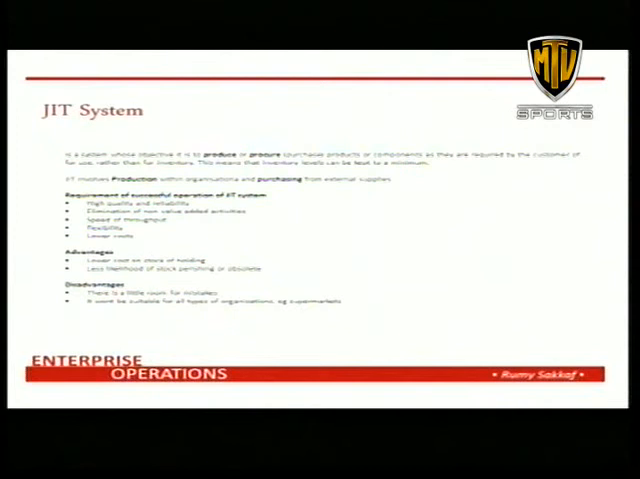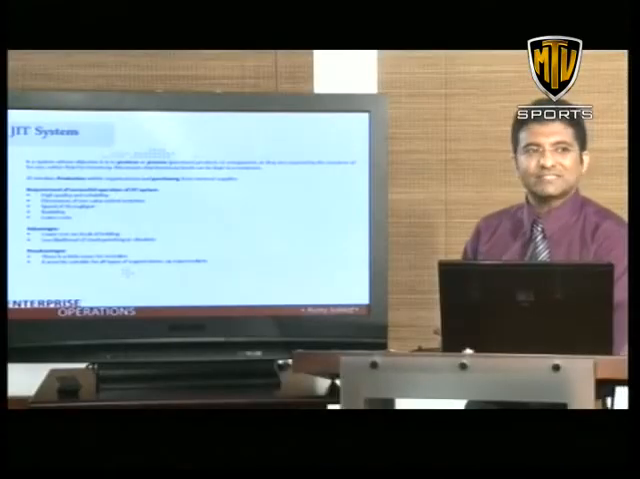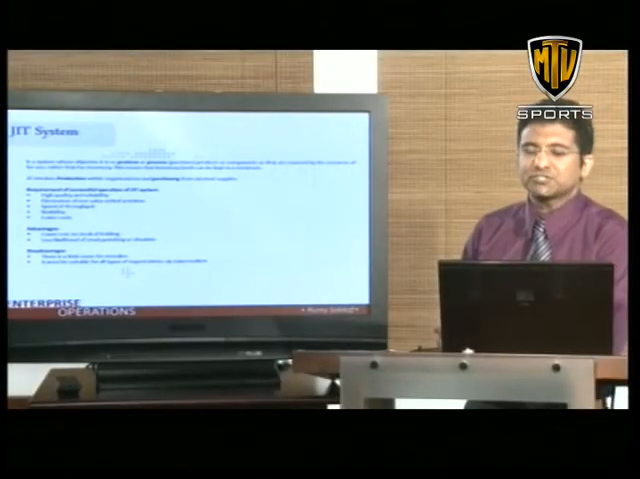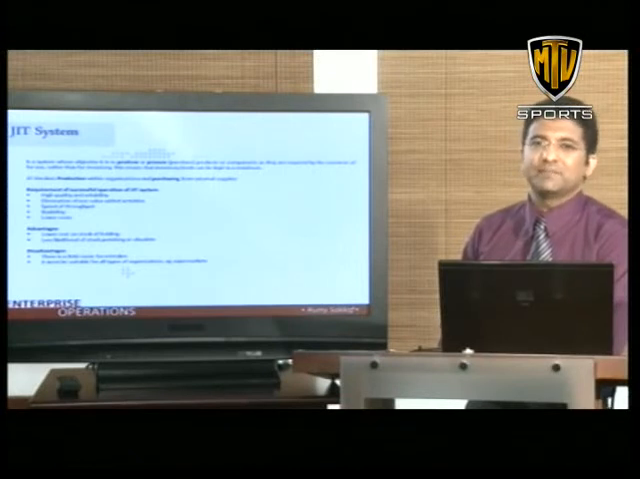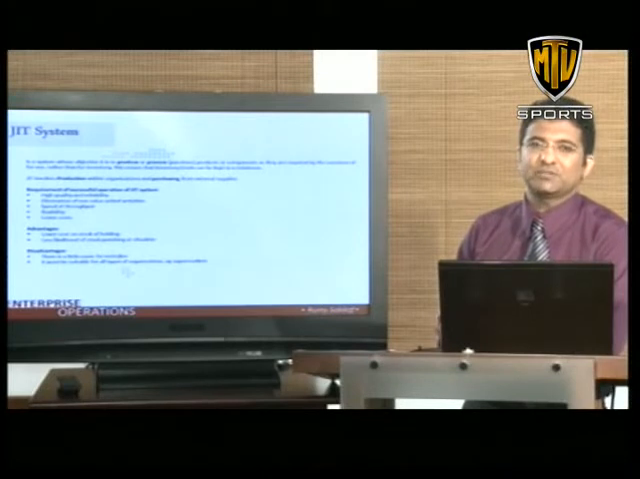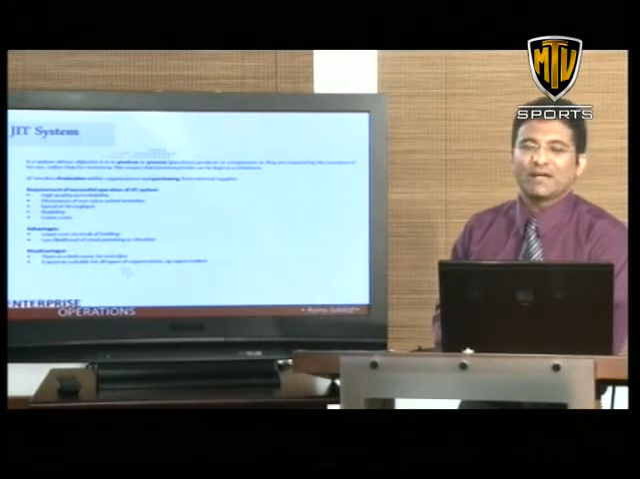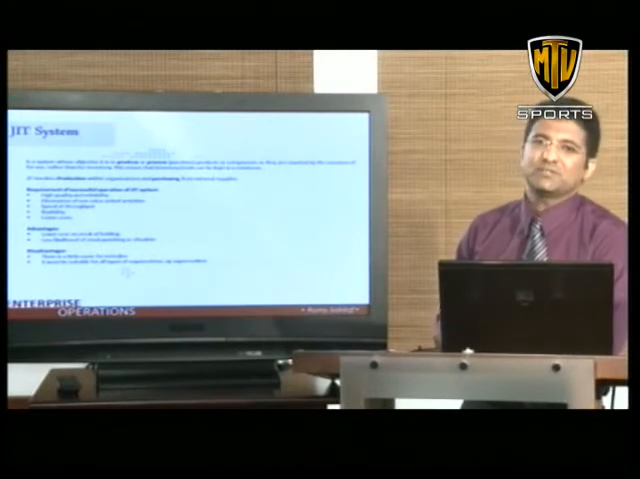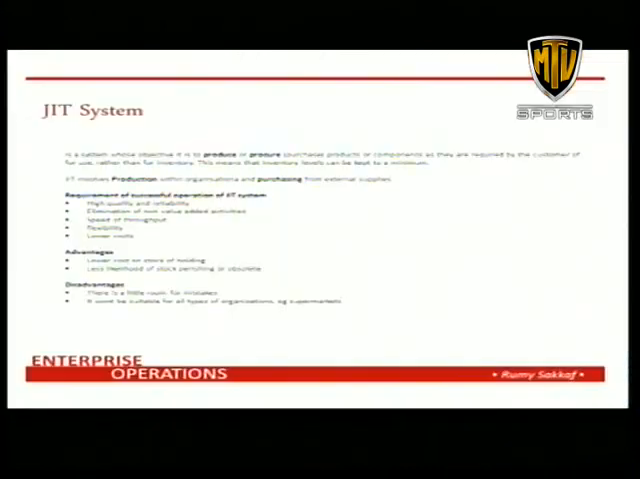The following are the most important requirements for a successful JIT system. Number one, high quality and reliability. This mainly refers to the products having fewer defects. The product should be highly reliable. In other words, the suppliers need to be reliable. We need to rely on the suppliers, so that once the orders are placed, the products come into our stores without delay.